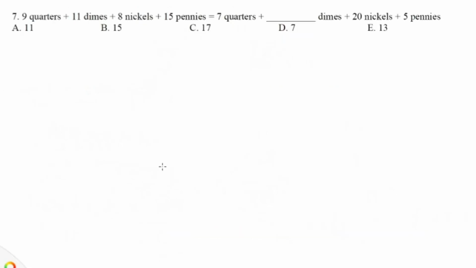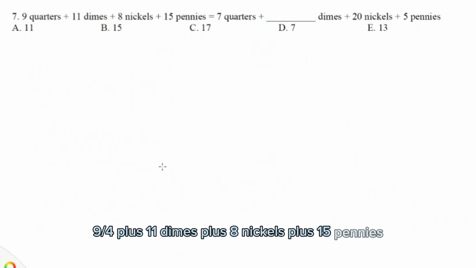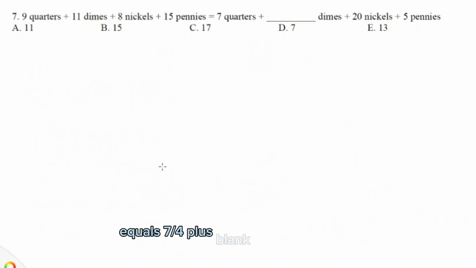Number 7. 9 quarters plus 11 dimes plus 8 nickels plus 15 pennies equals 7 quarters plus blank amount of dimes plus 20 nickels plus 5 pennies. Alright, we're trying to find the amount of dimes to make this equation true. Okay, so let's first solve both sides of the equation.